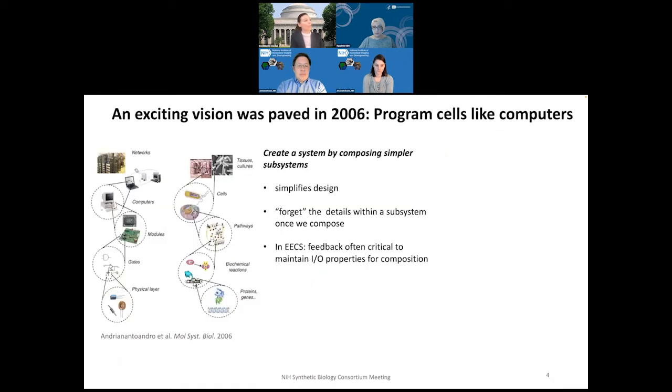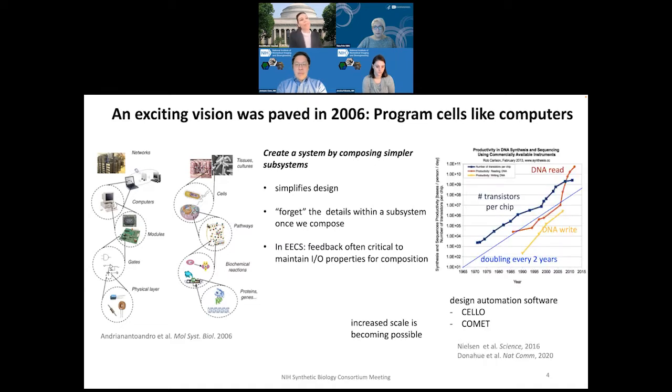So with this beautiful vision, right, in 2006, people were proposing that we could create systems by composing simpler subsystems, right? So this simplifies design. We can forget the details that are inside the components so that we can create bigger systems just reasoning on input-output connections. And the reality is that in ECS, we do that all the time. We have been very successful, but feedback is often used to maintain input-output properties once we connect systems together.